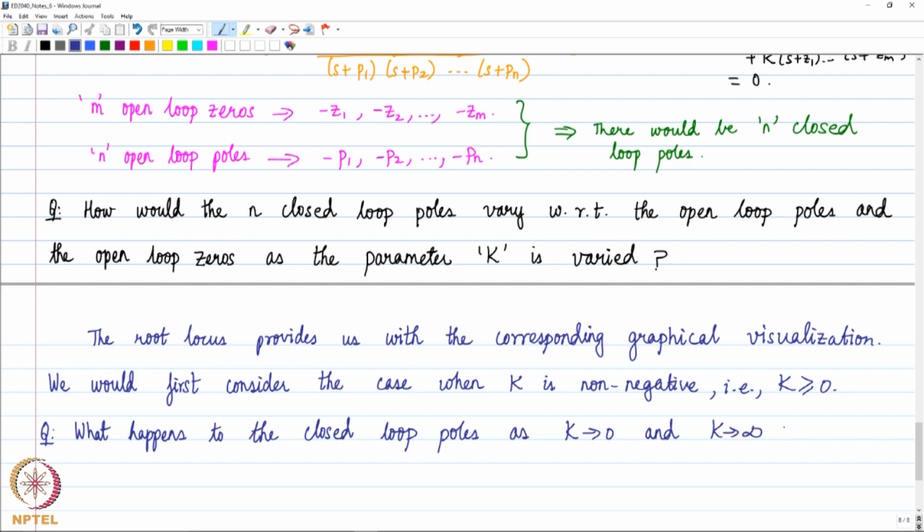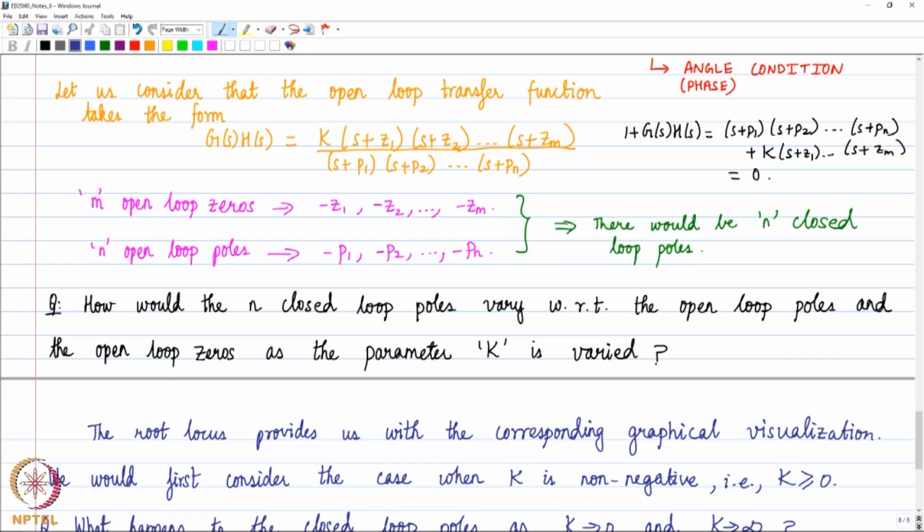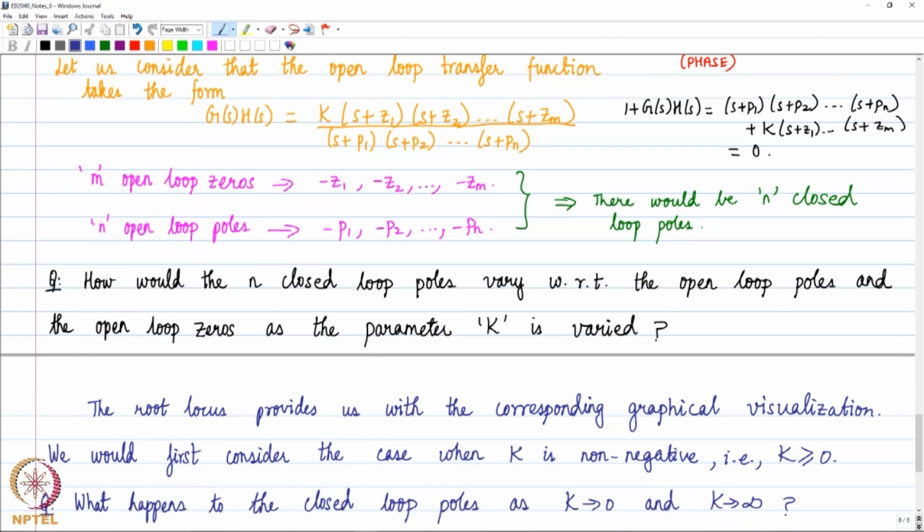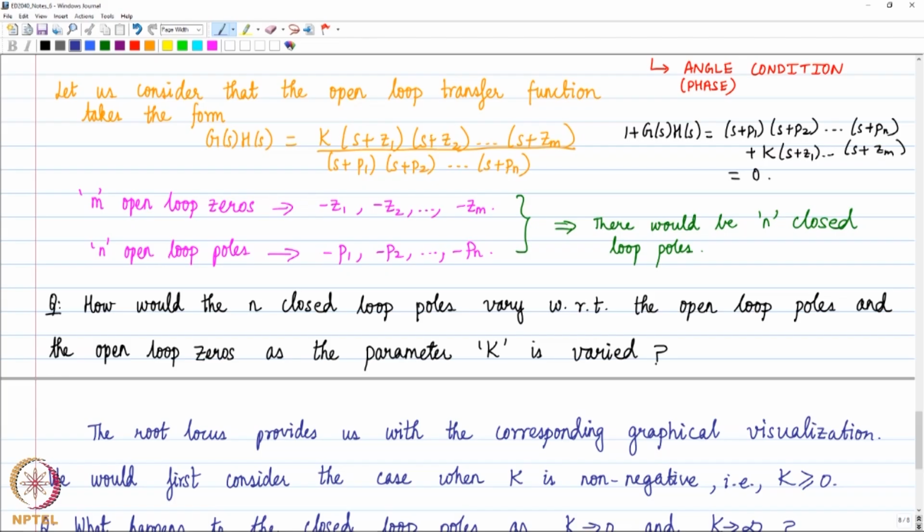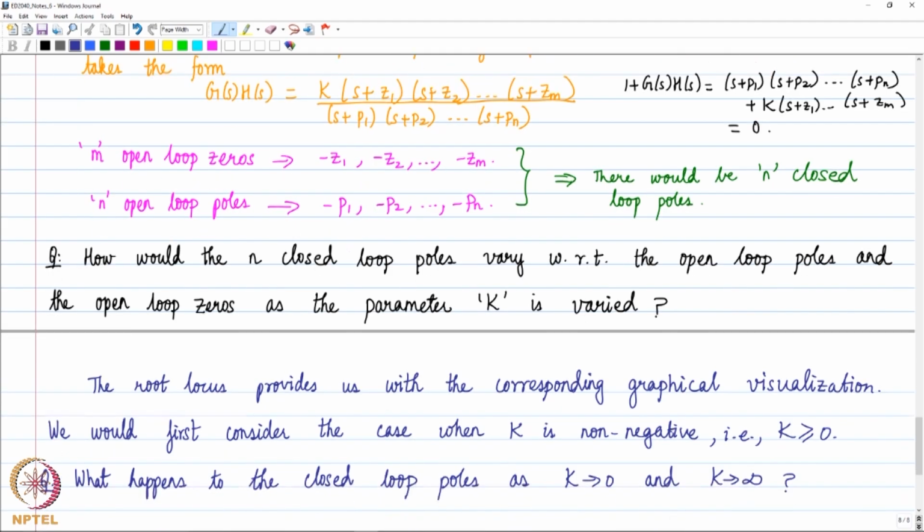The answer is very evident from what we wrote down in response to your question. What we wrote down here, immediately you can figure out what happens as k tends to 0 and k tends to infinity. What do you think will happen as k tends to 0? The closed loop poles will tend to the open loop poles. And what happens as k tends to infinity? m closed loop poles will tend to the m open loop zeros. What will happen to the other n minus m closed loop poles? We will see what happens. That is something you think through, and then we will answer it in the next class.